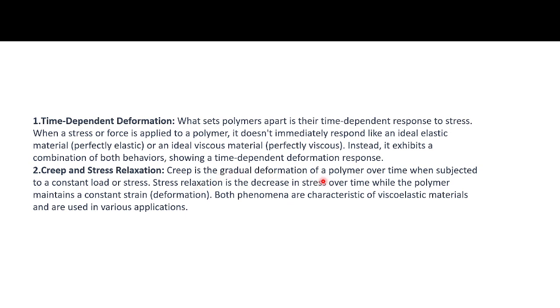Creep is a gradual deformation of the polymer over time when subjected to a constant load or stress. Like when you constantly put some weight on a rubber. So what will happen after some time? Sometimes it will not change its shape, but when it is under a constant load for a long time, maybe this rubber can gradually change its shape and become more deformed. That is, the strain will increase.